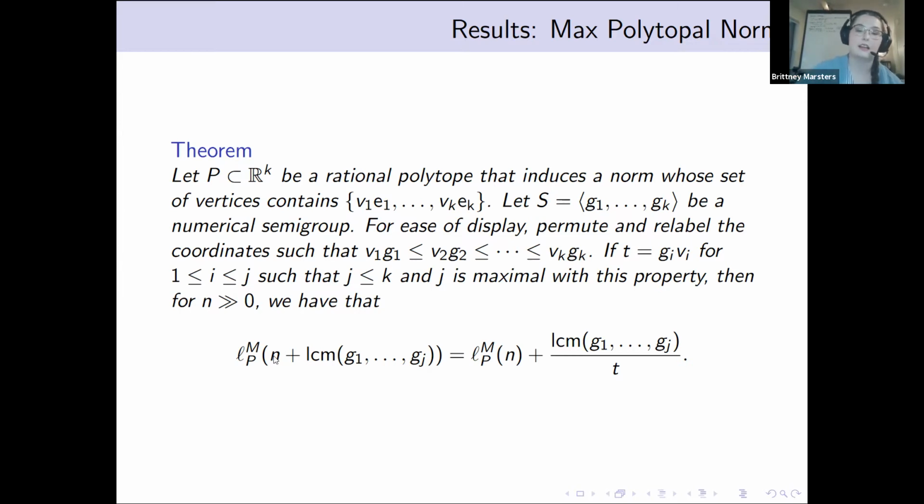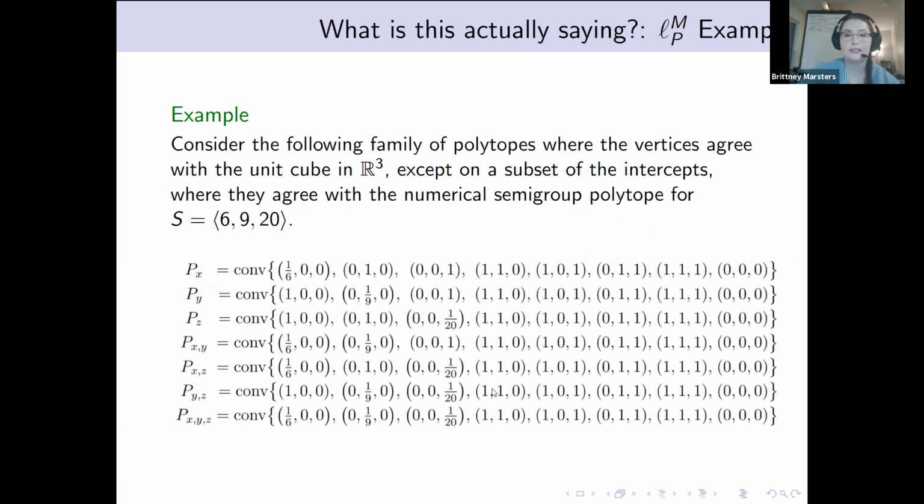So we see that if we take our element n and we add the LCM of the generators that correspond to the coordinates where it agrees with the numerical semigroup polytope, it's the same as taking the max polytopal norm value, also taking the generators, and then dividing by t, where t is the factor by which we had to dilate our numerical semigroup polytope to make it agree with our polytope. So let's look at an example so that maybe we can make sense of some of this bit of a wall of text. We're going to consider this family of polytopes, and we don't need to completely parse it.